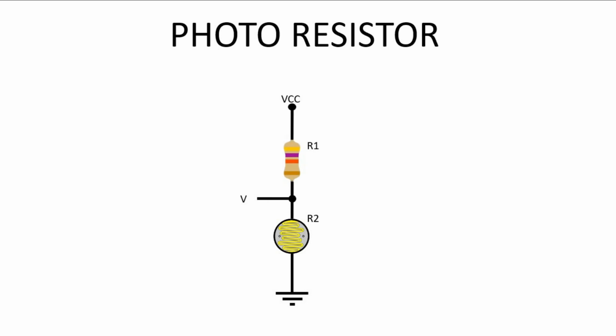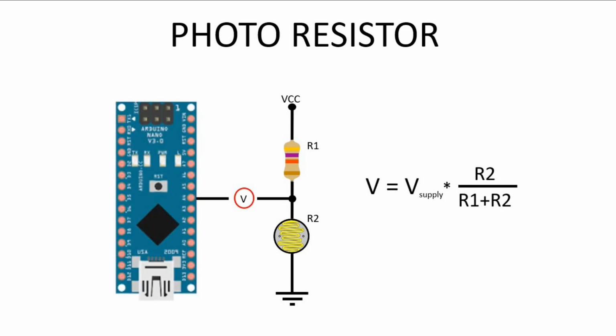A voltage divider is just 2 resistors in series connected between a voltage supply and ground. We read the voltage at the junction between the 2 resistors. That voltage can be calculated using the following formula. We read the voltage at Arduino analog pin A4.